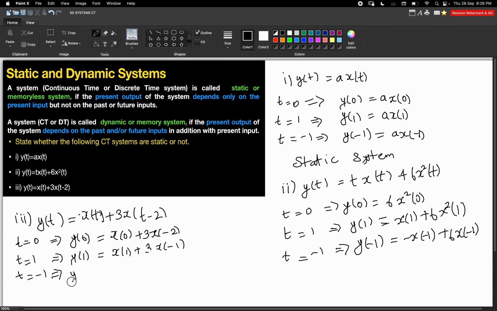In both the cases, you can observe the present output is depending both on the present input and the past input.